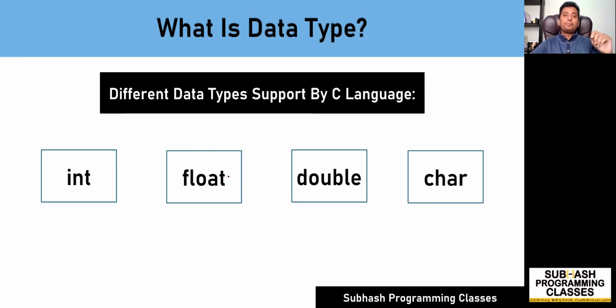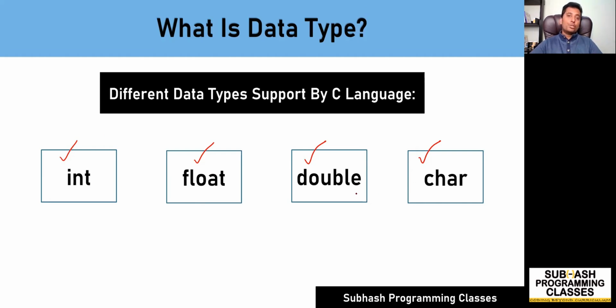So having said that, in C language, data types are of four types. The first one is the int data type. The second one is the float data type. The third one is the double data type. And the fourth type is the char data type. As the name itself indicates, the int data type is used for representing integer constants. The float data type is used for representing 32-bit floating point constants. The double data type is used to represent 64-bit floating point constants. And the char data type is used to represent character constants, right?